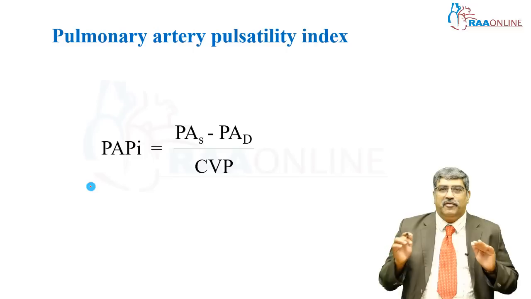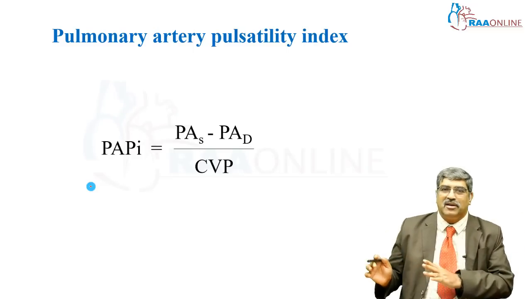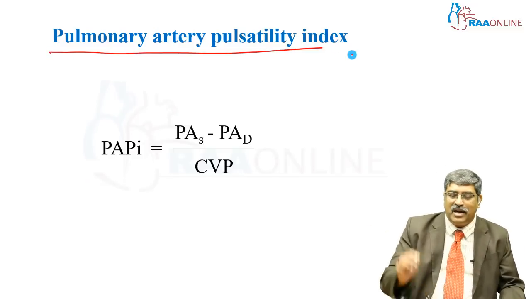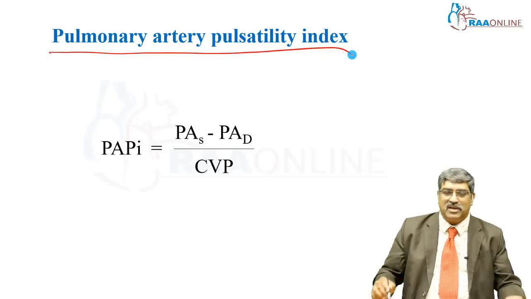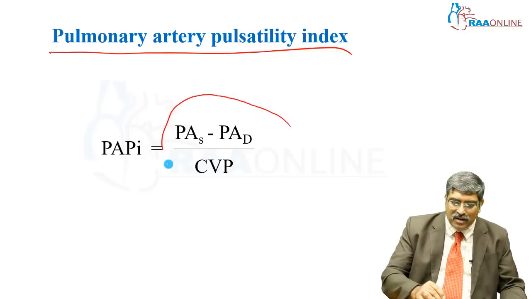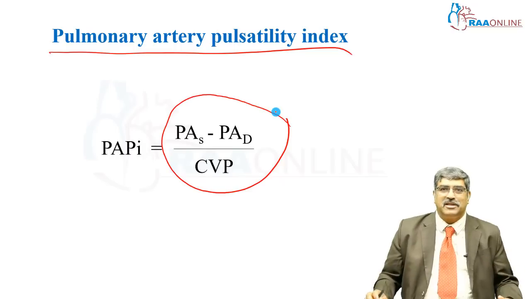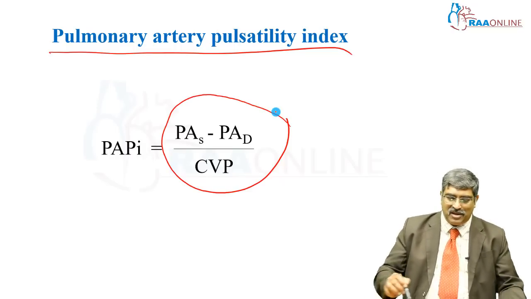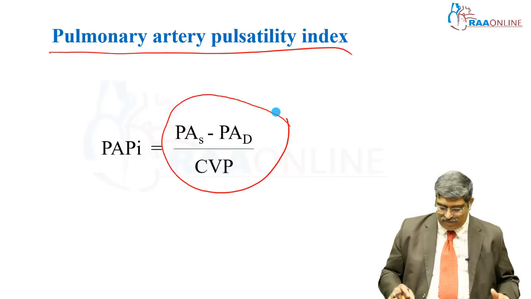Another important variable which comes in handy with hemodynamics in right ventricular dysfunction is your pulmonary artery pulsatility index. What is it? This is the difference between systolic PA pressure minus diastolic pressure divided by your CVP.